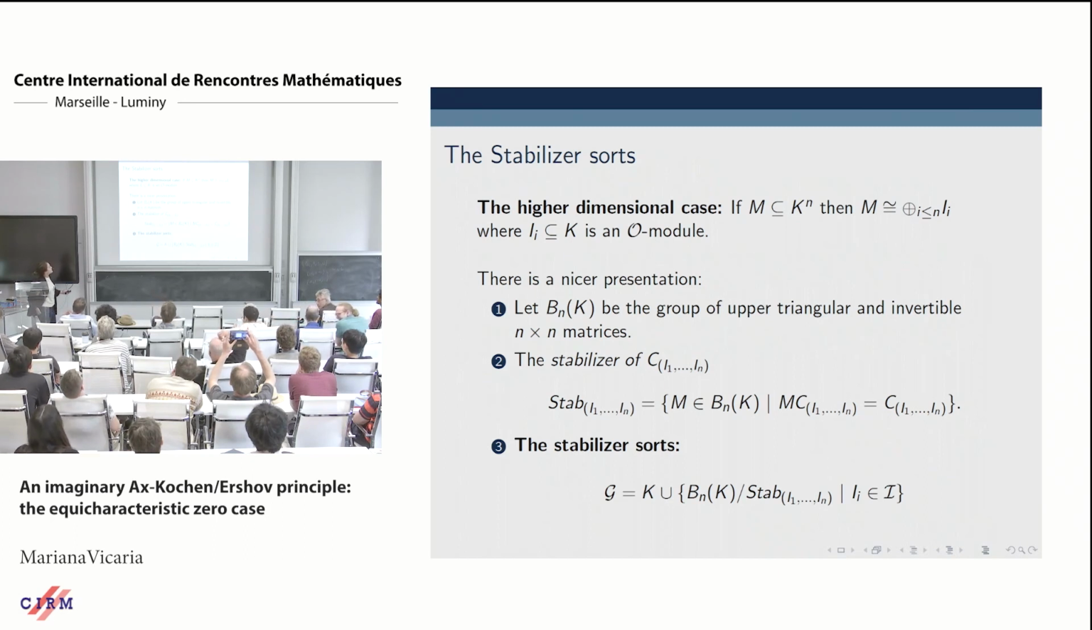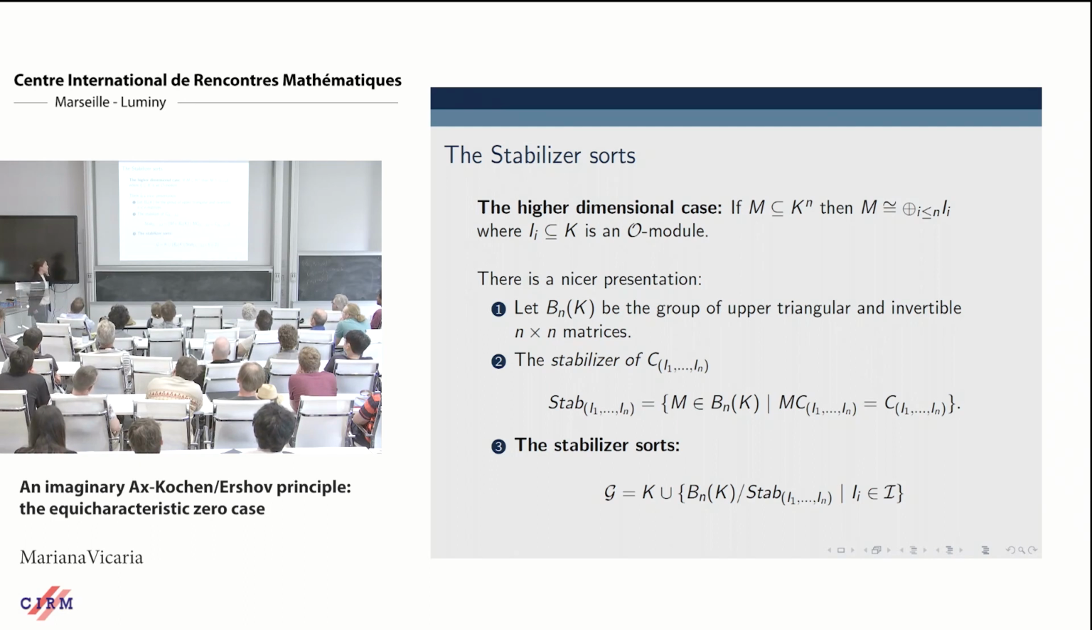That whenever you look at a model that is in K^n, then the model is going to be definably isomorphic to a direct sum of one-dimensional models. These are just copies of the main field, or in essence, fractional ideals of the valuation ring.